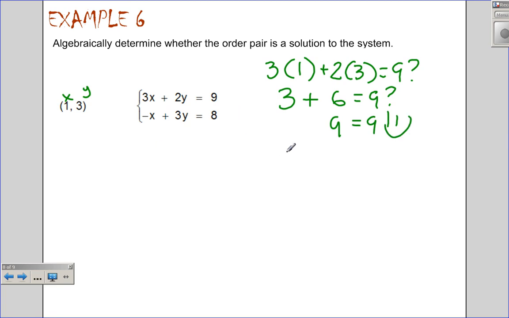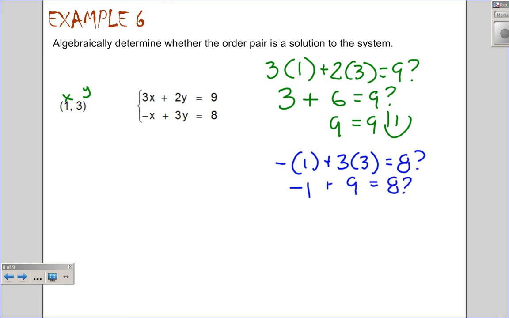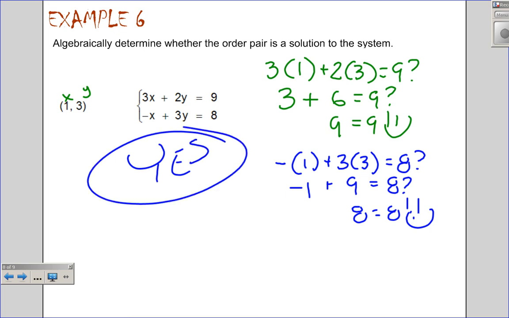Let's see what happens on the second equation. So I have negative 1 plus 3 times 3. And I want to know, does that equal 8? Well, negative 1 plus 9, does that equal 8? And 8 equals 8, so do I have a solution? Yes, I have a solution. So that is the solution to this system of equations.